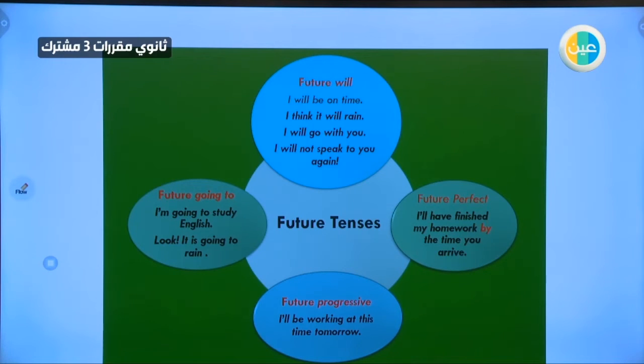Future progressive, the last kind. I will be working: will and be and ing. I will be working at this time tomorrow. I mentioned the time here, exactly at 6 o'clock tomorrow, at this time tomorrow. You give me a special time, the duration of time. So this is future progressive. This is, in general, the different kinds of will.